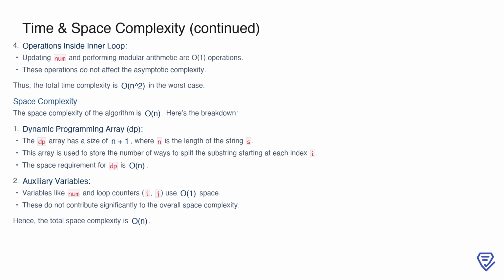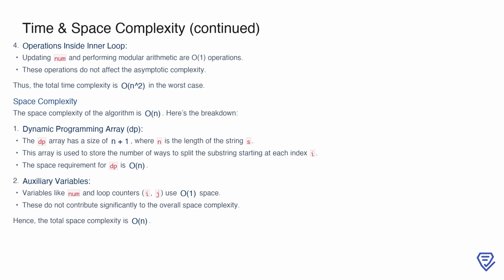Shifting focus to space complexity, the primary contribution comes from the dynamic programming array, or dp, which is of size n plus 1. This array is used to store the number of ways to split the substring starting at each index, and thus requires O(n) space. Apart from the dp array, we have a few auxiliary variables, such as number and loop counters, which take up only constant space, or O(1). When we combine these, the overall space complexity of the algorithm is O(n), dominated by the storage for the dp array.